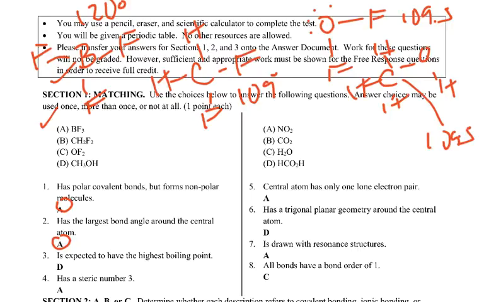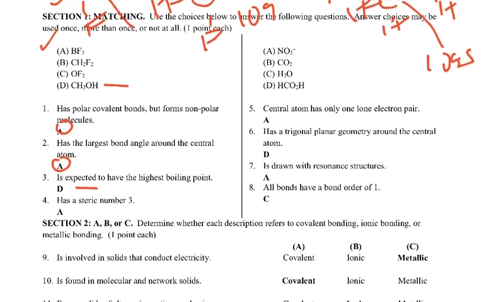But over here, we have the CH3OH, okay, this guy is going to have hydrogen bonding. So hydrogen bonding, as far as molecules go, that's the strongest intermolecular force, so we expect that to be answer D. Which has a steric number of 3? Okay, again over here, boron is going to have 3 bonded atoms, no lone pairs, steric number of 3, so that's also answer A.